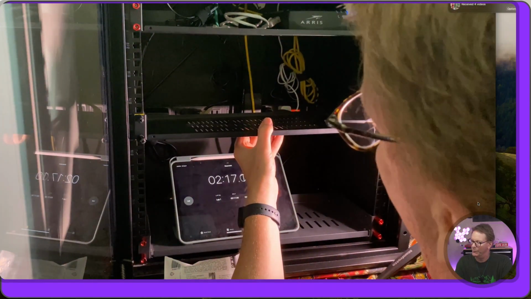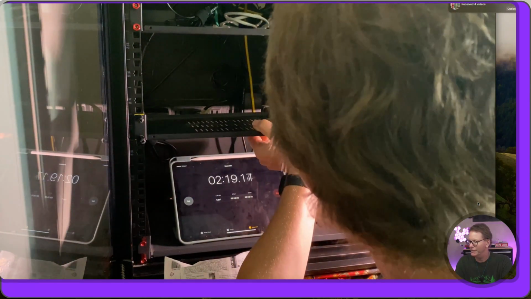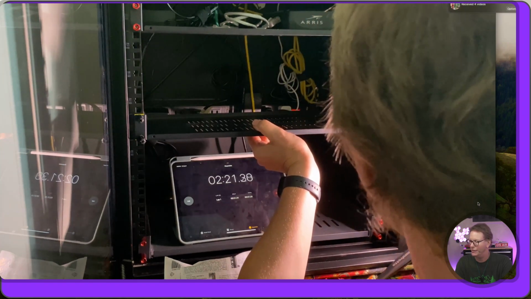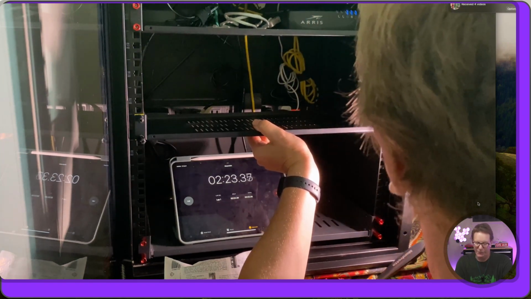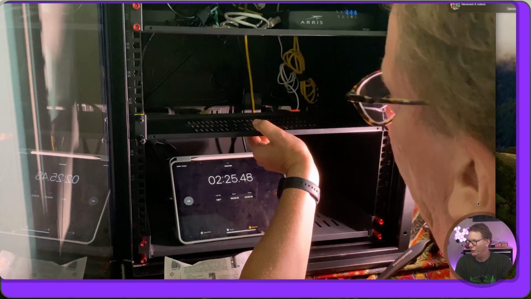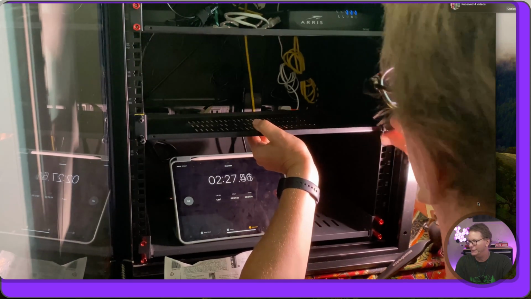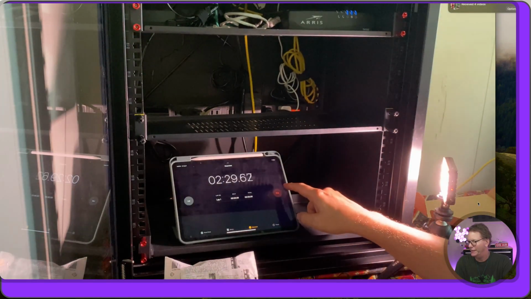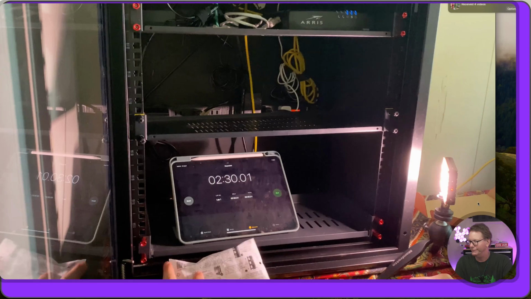Now, what surprised me about this is I thought it would take less time, but it actually took more time. Even if you take into account that I did have to move one, it was only about 10 seconds to move it. It's just those are a little more fiddly.